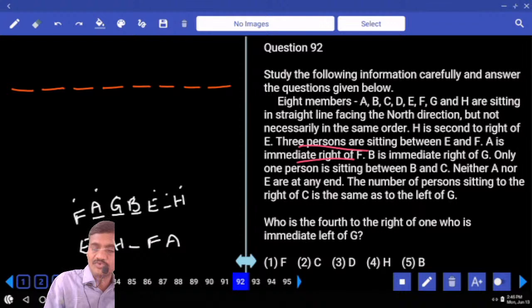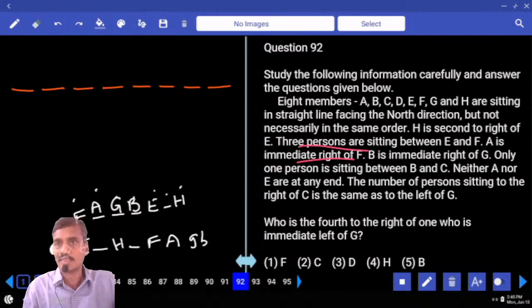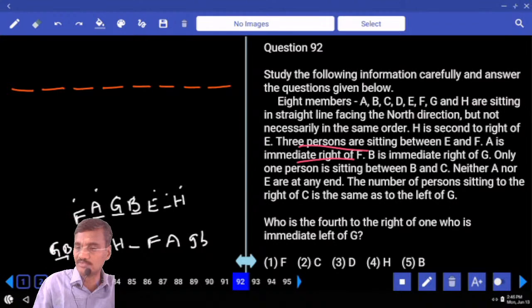And 1, 2, 3, 4, 5, 6. B is to the immediate right of G. And so G and B can be like this, or G and B can be like this. Isn't it? Hence, altogether, we have some 3 different possibilities.